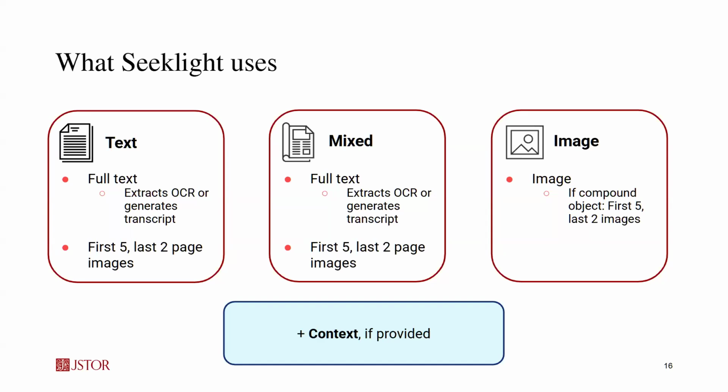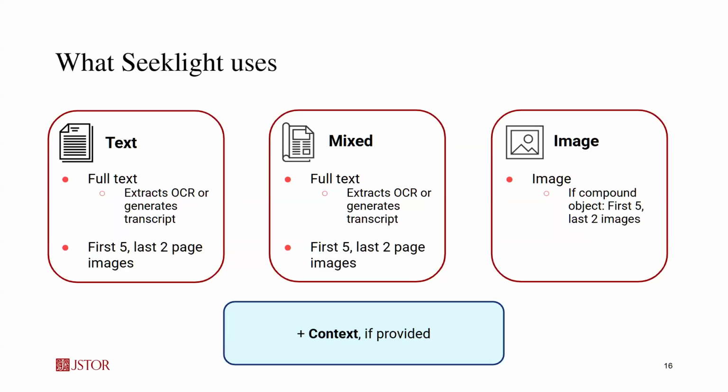If the item does not have OCR, so for instance, if it is TIFF or JPEG items, right, with text in them, Seeklight generates a transcript first to get the full text, and that is the same transcription process as if you request the transcript, right?